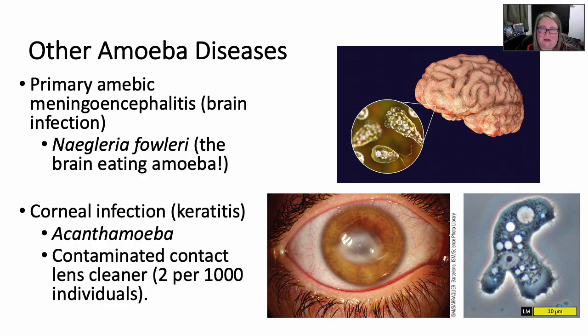Now, the second one is going to cause keratitis, which is a corneal infection, so an infection of the eye. Acanthamoebas are going to contaminate your contact lens cleaner. So when you go to clean your contacts, if your cleaner is contaminated, you can actually put the Acanthamoeba directly into your eye. We can literally see that it's starting to eat your eye, especially the keratin in your pupil and in the back of your eye.